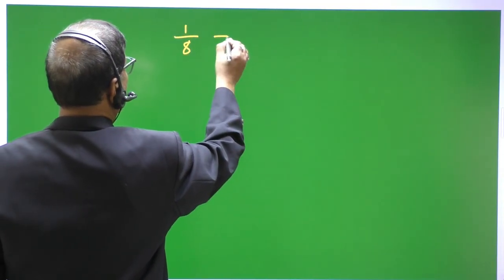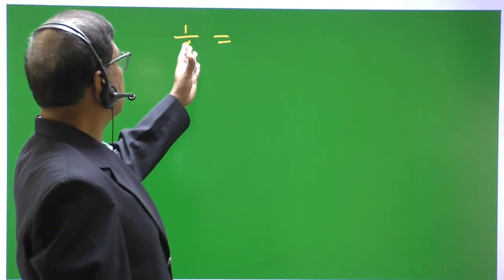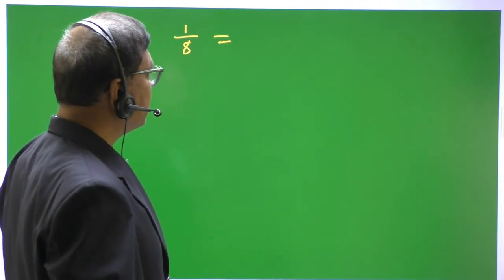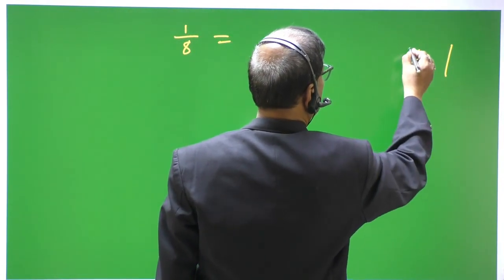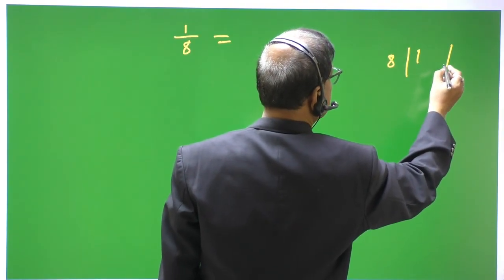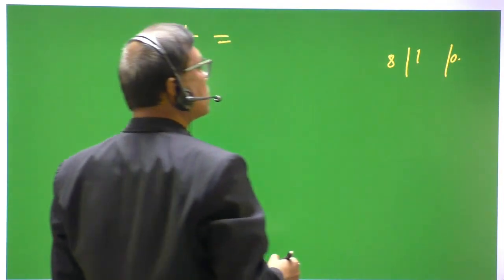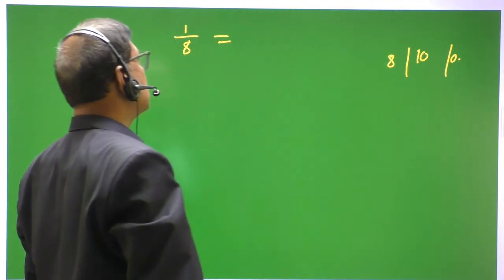I can give one example of terminating decimal. Say if I take 1 upon 8, what will be its decimal form? To get it in decimal form, we have to divide 1 by 8. We can follow the normal division process. 1 not possible, so you have to put what? 0 point. We can take for decimal point 10. Yes or no?